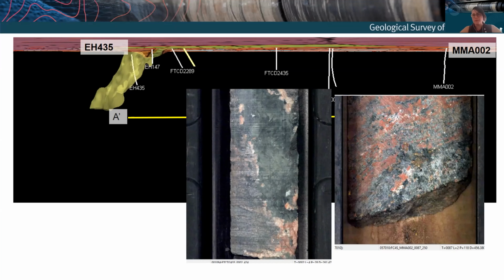And this is from the bottom of the MMA 002 hole, and you're seeing this 4.5 kilometres away from the Ernest Henry ore body. So whether it's necessarily distinctive of Ernest Henry, or whether it's another system or going towards something else, I'm not sure.